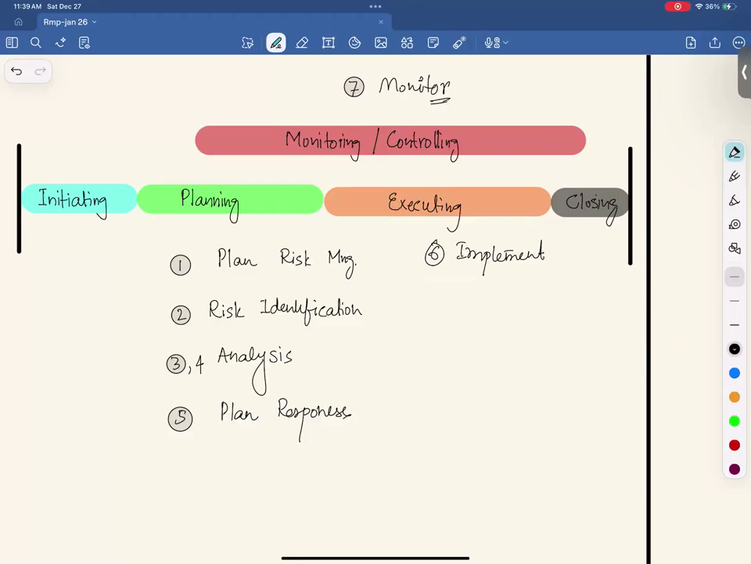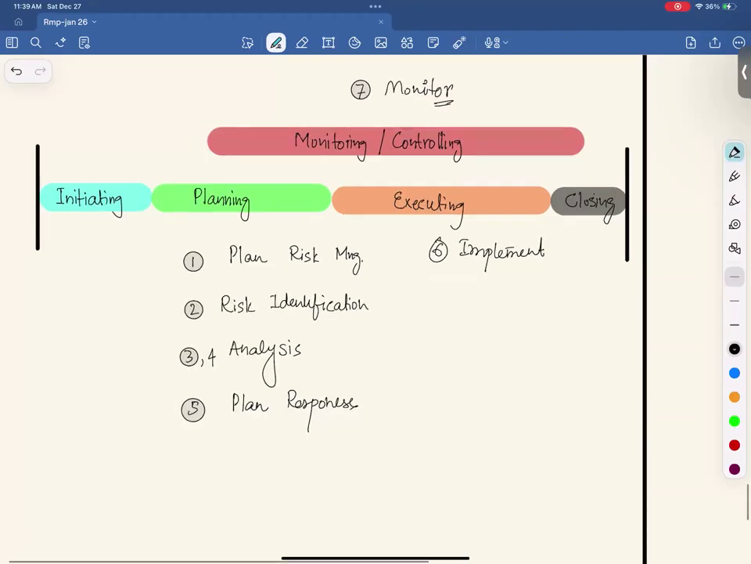Ahmad, am I audible? Okay. Actually, I want to explain a very important concept here, right? I'm not sure if Ahmad is listening or not. So please pay attention, everybody.